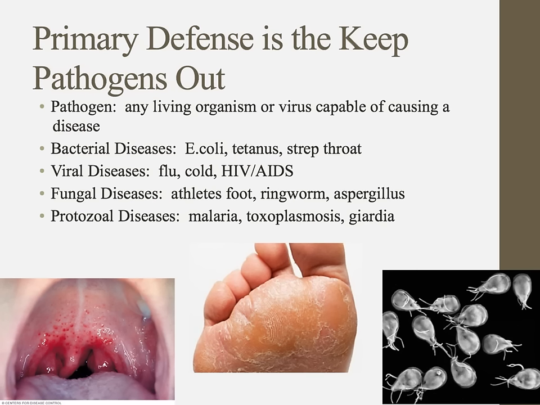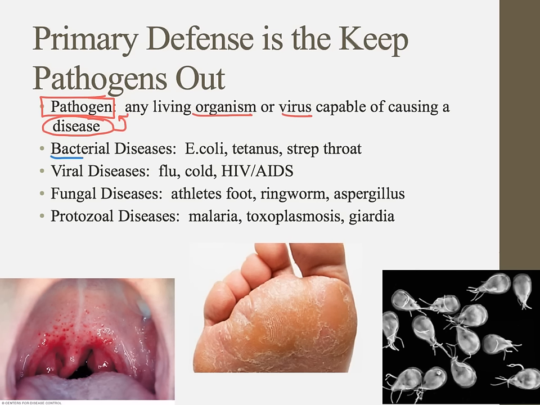Now, you're going to hear me reference this word pathogen several times. A pathogen is any organism or virus, not the same because viruses aren't living, that's capable of causing some kind of disease. So keep in mind when we refer to things like Down syndrome or phenylketonuria, PKU, those are syndromes, they're not diseases. Diseases are communicable, contagious things caused by pathogens.